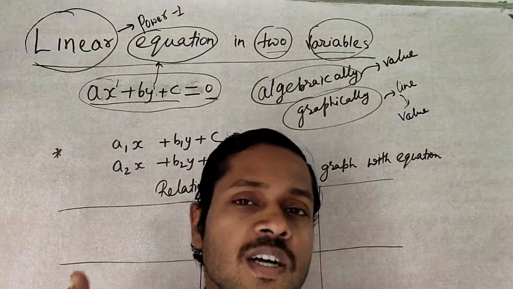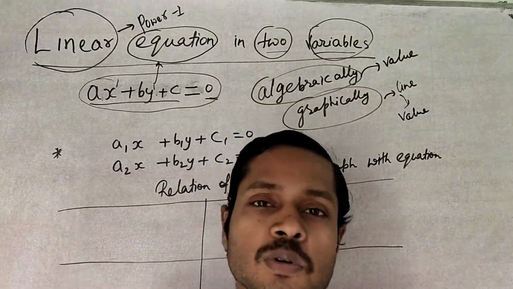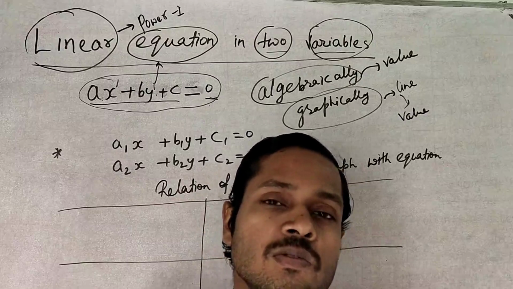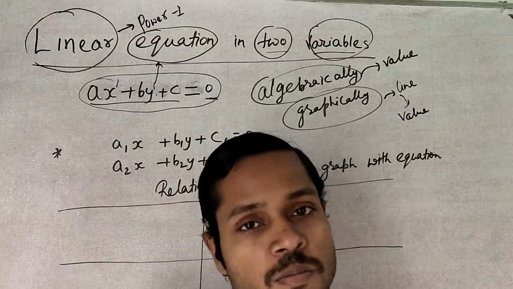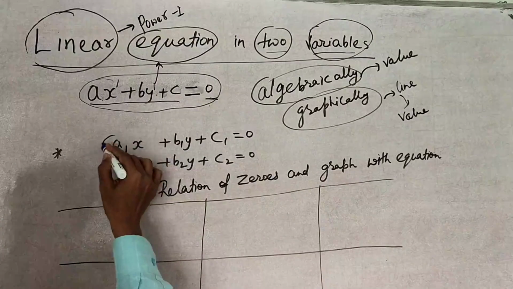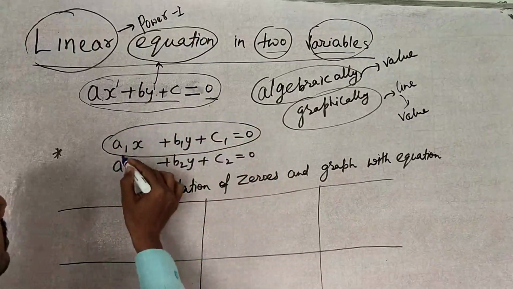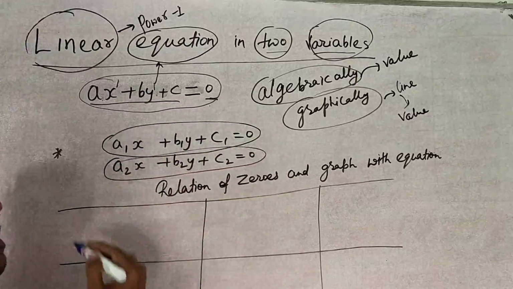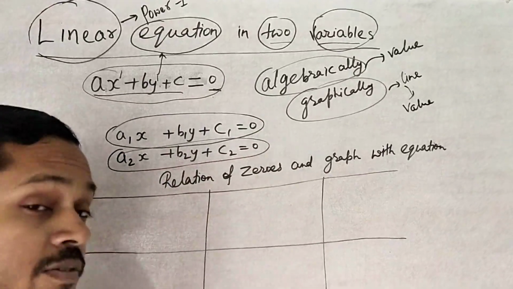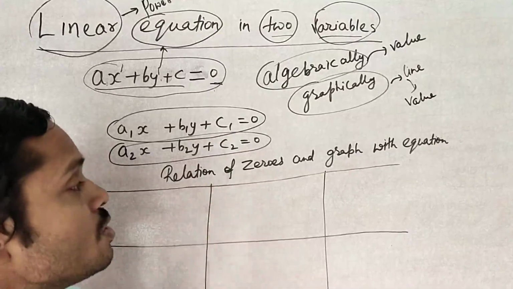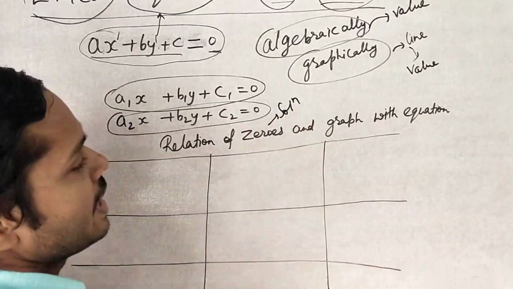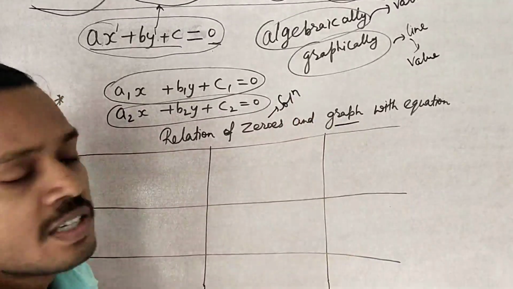Now look, what are the differences between both of those? What is the relation between both of those? We are making a comparison of both. If we consider this as the first equation and this as the second equation, then we will get the relation of zeros. Zeros means solution, and the relation of zeros is with the graph and the equation.